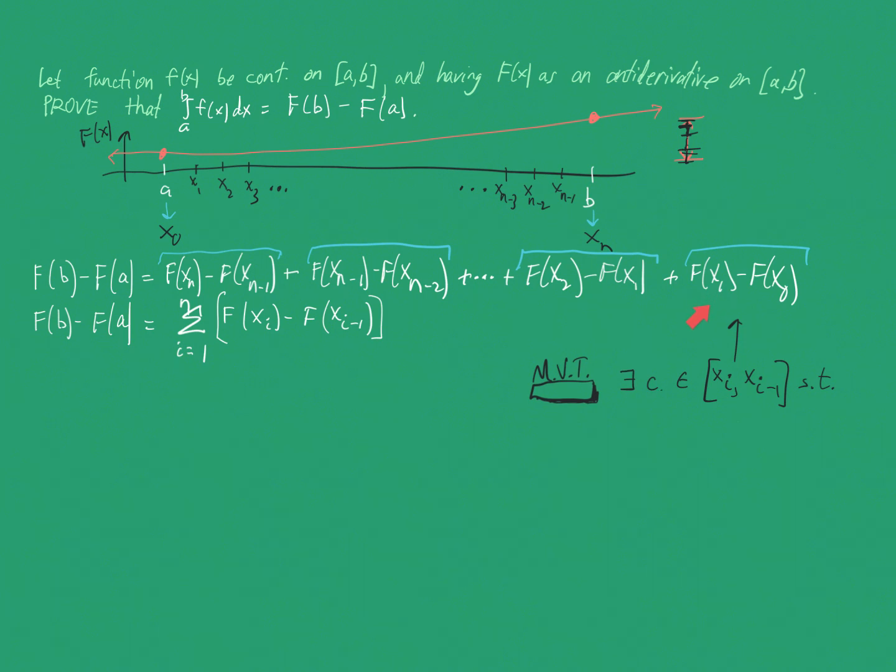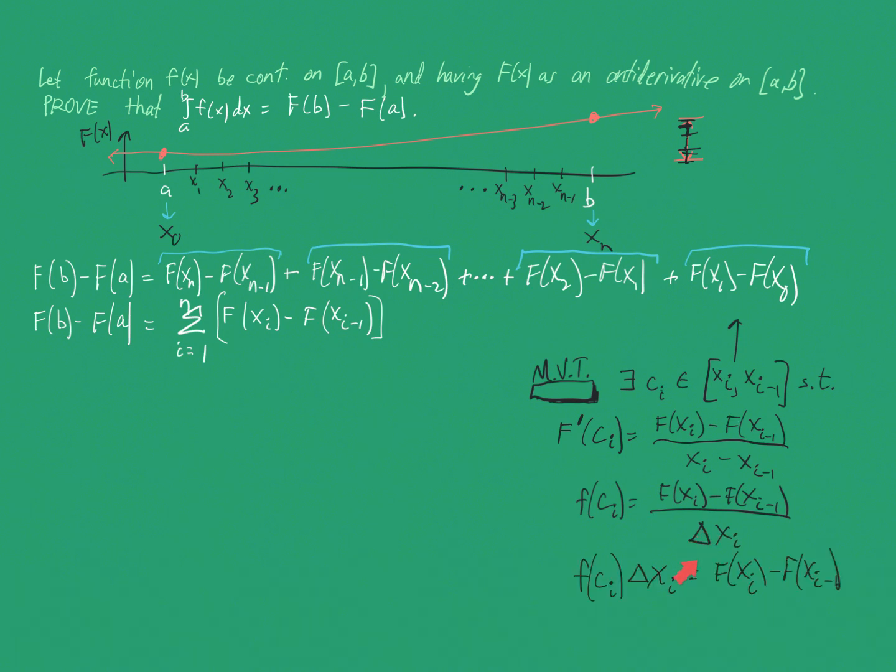So, for each subinterval, there exists a c such that the instantaneous slope of capital F's graph at c sub i is equal to the slope of the secant segment from x sub i to x sub i minus 1. Well, capital F is the antiderivative, so the antiderivative's derivative is little f. And let's rewrite the difference from x sub i to x sub i minus 1 as delta x sub i. And multiply both sides by the delta. And here we are. For each subinterval, we have this relationship.